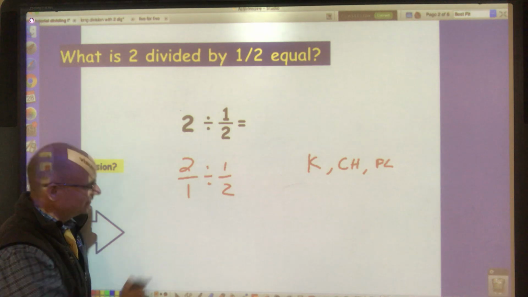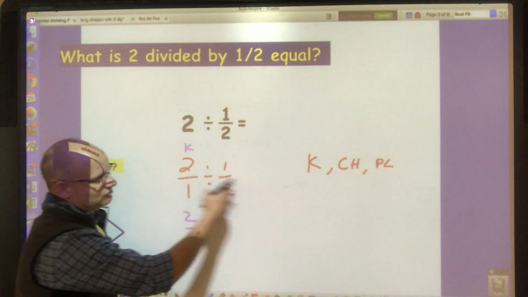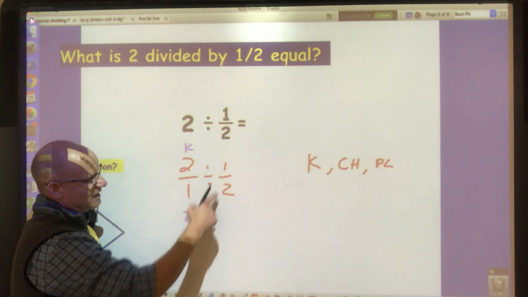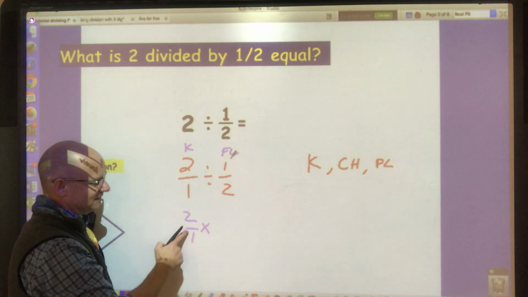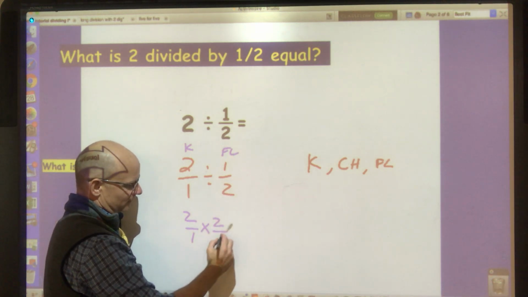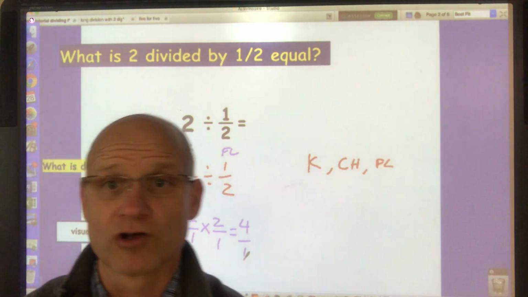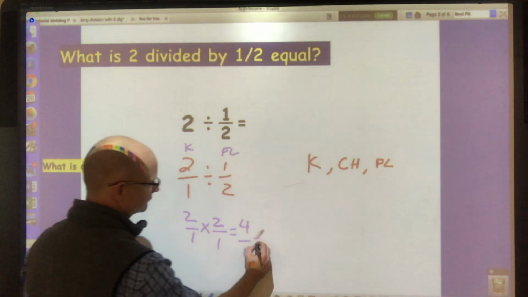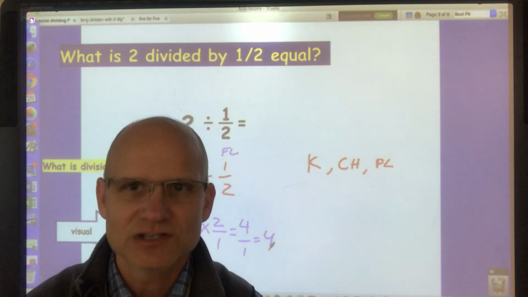So we're going to keep this one, the dividend, that's 2 over 1. We're going to change the operation from division to multiplication, and then we're going to flip the divisor. I think I said that incorrectly: this is the dividend, this is the divisor. So we flip that half to 2 over 1. And now multiply across. Remember, that guy said multiply across in the first video? So now you multiply across and you get 4 over 1, or just 4. So all you got to do is remember that process. Keep, change, flip, and you're golden. You got this. You can do this, all right?